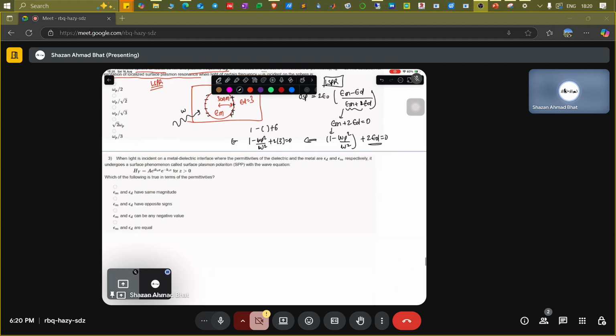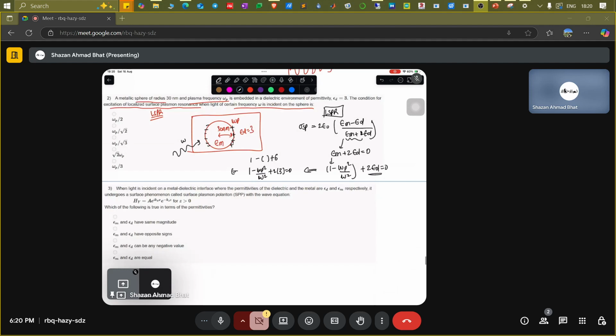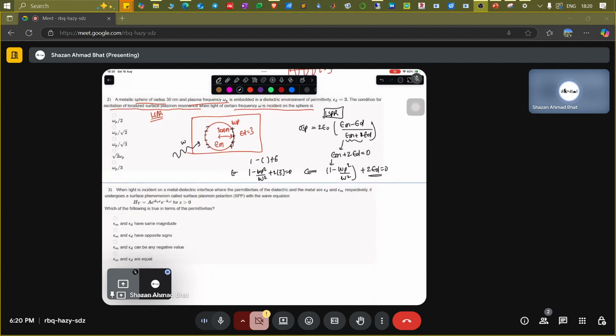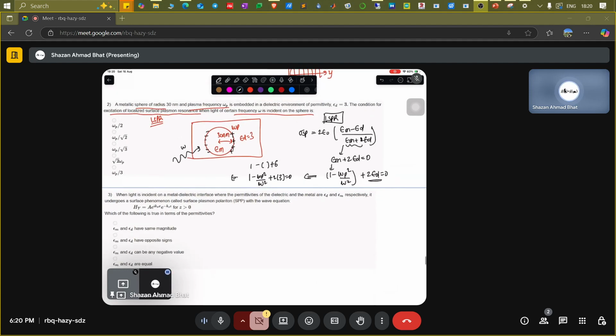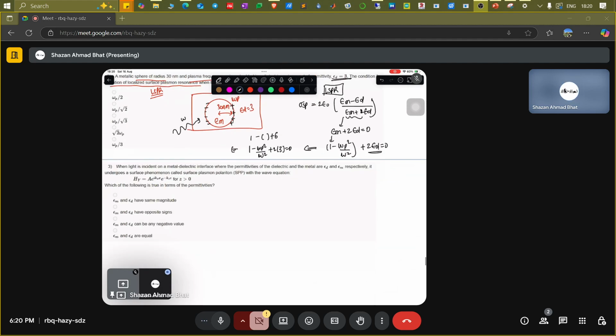Are we doing right? Okay, so 2, 3, 6. Oh, epsilon d is 3. That means you get, let me just confirm. Yeah, you get 6. And it should be around omega p square divided by omega square. You get approximately 7. So omega square is equivalent to, or omega is equivalent to, omega p divided by root 7.